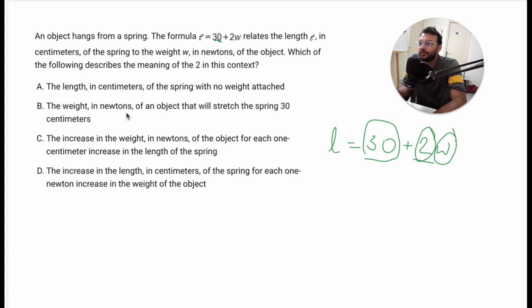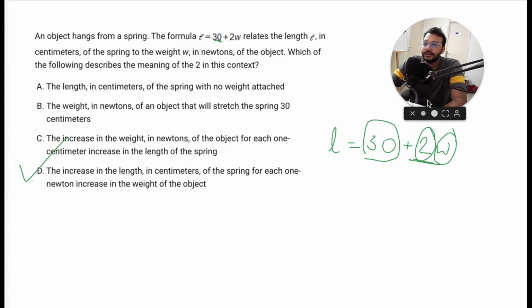The weight in newtons of an object that will stretch the spring 30 centimeters? No, that's not correct. The increase in the weight in newtons of the object for each 1 centimeter increase in the length of the spring? No, the reverse of this. The increase in the length in centimeters of the spring for each 1 newton increase in the weight of the object. Option D. This is the correct one. Okay. So understand the complete scenario before going to the options. Then it'll be better. We had figured out right in the start what this 2 would mean, since it's getting multiplied with the W and 30 is the fixed length.